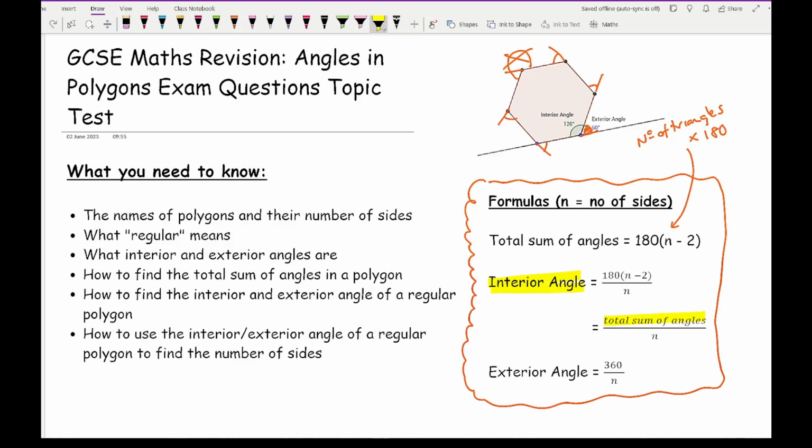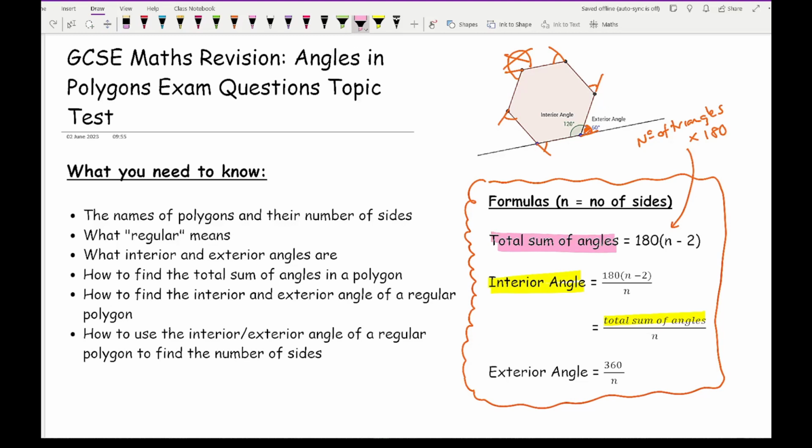Now remember that irregular polygons will have different angles, so again you can't use that formula. However, you can use the formula for the total sum of angles in a polygon, because it doesn't matter what type of variation of the polygon it is, the total sum of angles will always be the same.